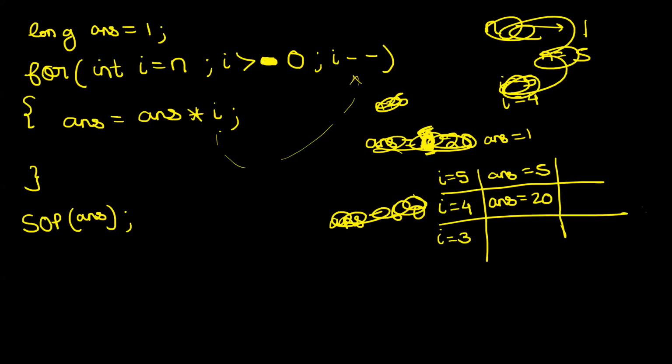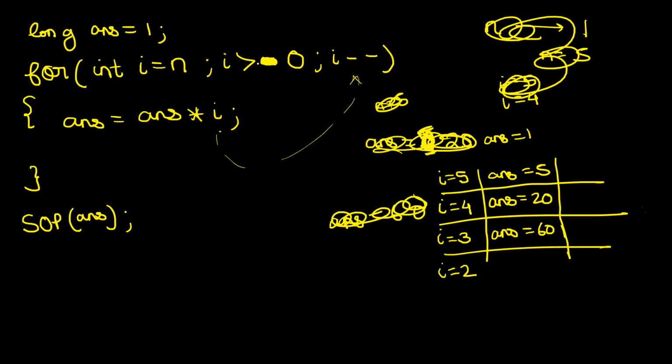Okay. Now 3 is greater than 0, so again we will enter inside the loop. And I will multiply the value of i, which is nothing but 3, to my answer. So answer was already 20, and you multiply 3 with your answer. So answer will become equal to 60. Okay. Now then what will happen? Again, you do an i-- and the value of i will become 2.